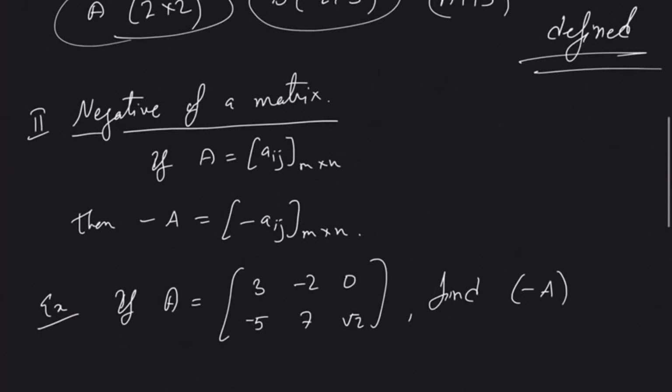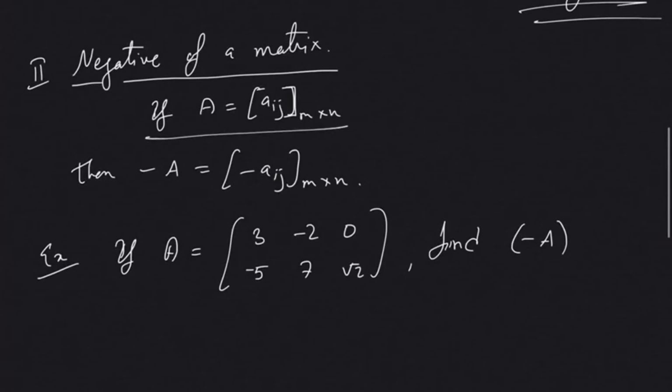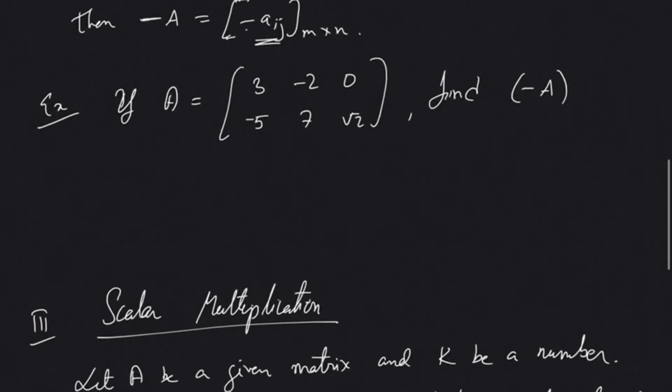Next up, negative of a matrix. Now it's a very simple concept again. What do you mean by negative of a matrix? If a matrix A is given to us, then the negative of the matrix will simply be the matrix obtained where all the elements are multiplied by negative one. So minus A will be the matrix of minus Aij.